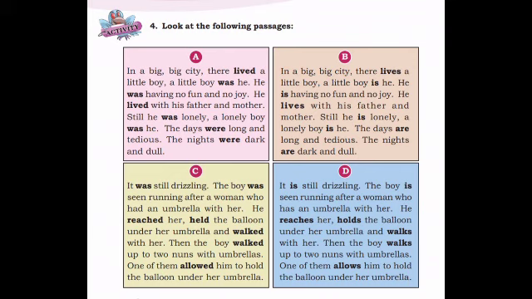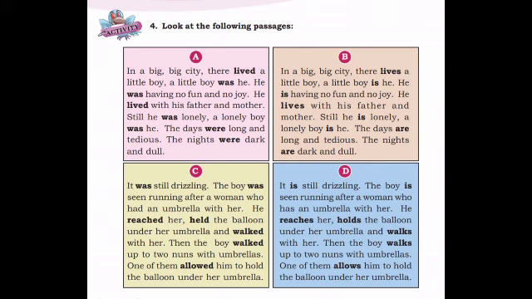Column A. In a big city, there lived a little boy. A little boy was he. He was having no fun and no joy. He lived with his father and mother. Still, he was lonely. A lonely boy was he. The days were long and tedious. The nights were dark and dull.